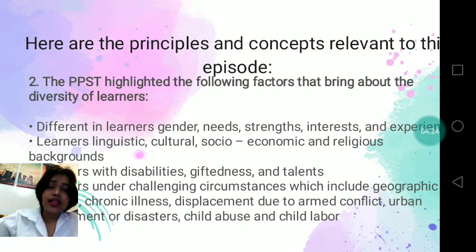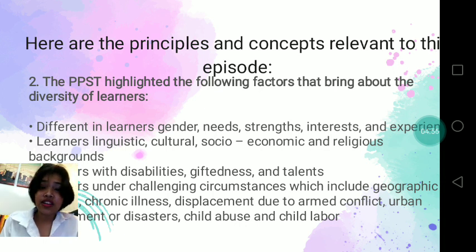So, dahil nga alam mo na yung mga backgrounds nila, religious, even cultural, pati yung mga linguistic backgrounds nila, ma-approach mo sila base sa kanilang learning needs. Okay? So, paano mo malalaman yung mga backgrounds nila, yung mga beliefs, yung mga religious? Sa pamamagitan ng introduce yourself. Lagi natin ginagawa yan sa pag-start ng class.